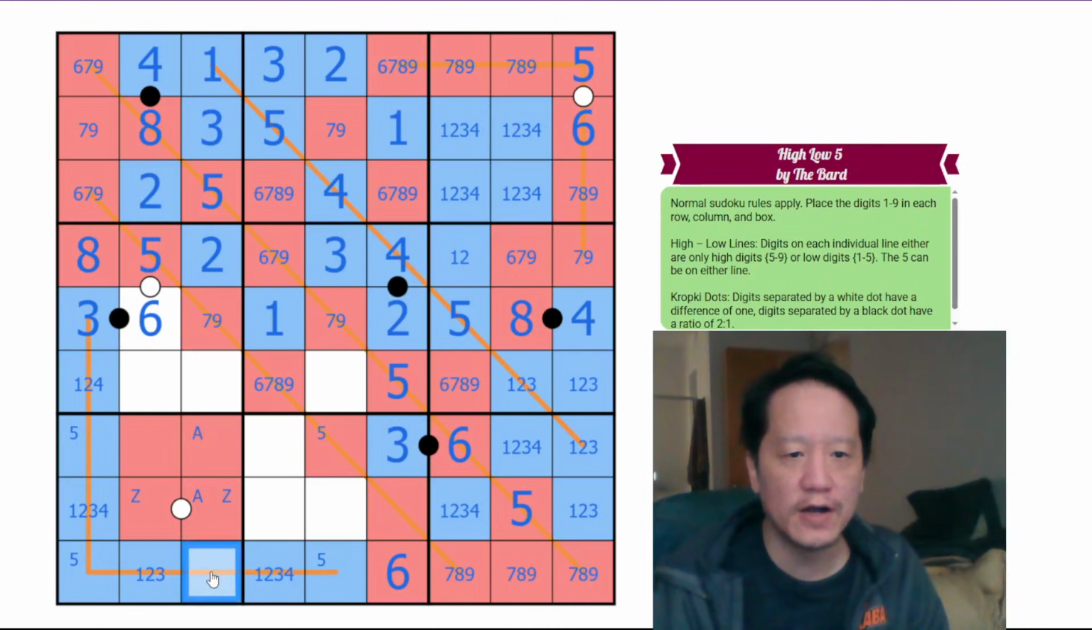This cannot be 5, so now that's 4, which eliminates 4 in the rest of the box and the row. So it can't be 4, 1, or 3. This has to be 2.